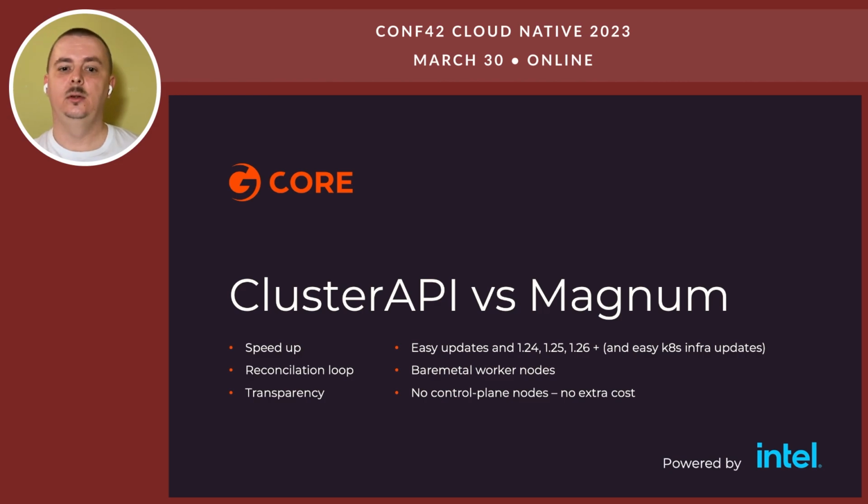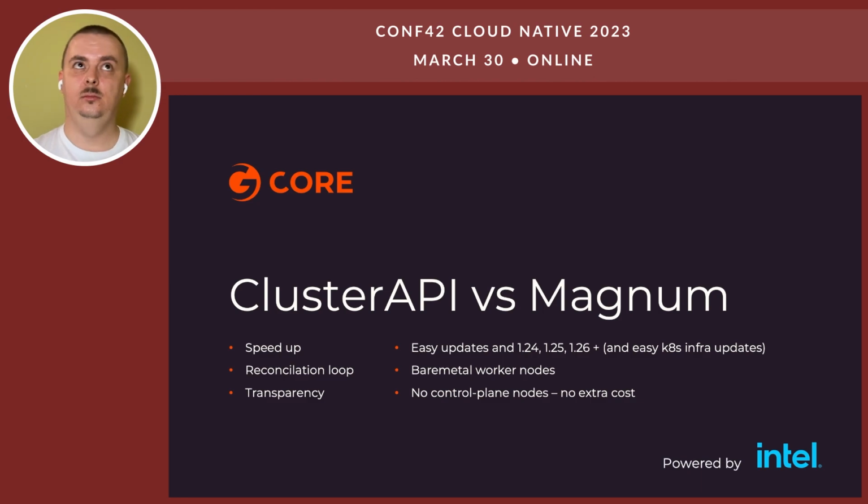We moved from Magnum to Cluster API, and what did we get from it? We got a great speed up. All the control plane is just a bunch of pods, and it's much easier to spin up some pods than to create virtual machines. We got easy updates, and that's much faster, obviously. We have 1.24, 1.25, and 1.26 versions of Kubernetes out of the box.